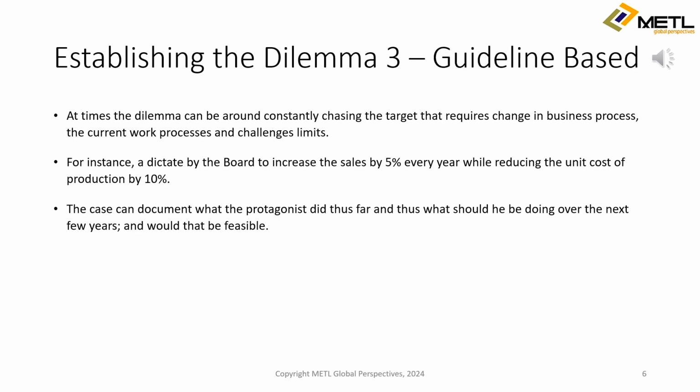Establishing the dilemma 3, guideline based. At times, the dilemma can be around constantly chasing the targets that requires change in business process, the current work processes and challenges limits. For instance, a diktat by the board to increase sales by 5% every year while reducing unit cost of production by 10%. The case can document what the protagonist did thus far and what he should be doing over the next few years that would be making it feasible.